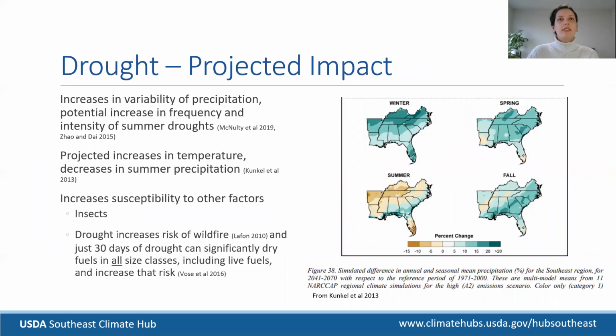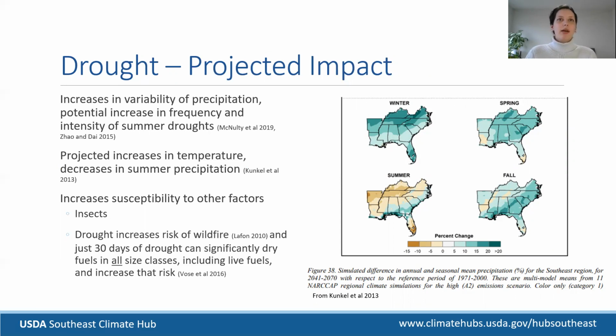There are predicted increases in the variability of precipitation and possible increase in the frequency and intensity of droughts. Precipitation predictions vary across areas of the Southeast, which we can see in the maps on the right. It also shows that generally there will potentially be wetter fall, winter, and spring seasons, but drier and hotter summers for a time period of 2041 to 2070.